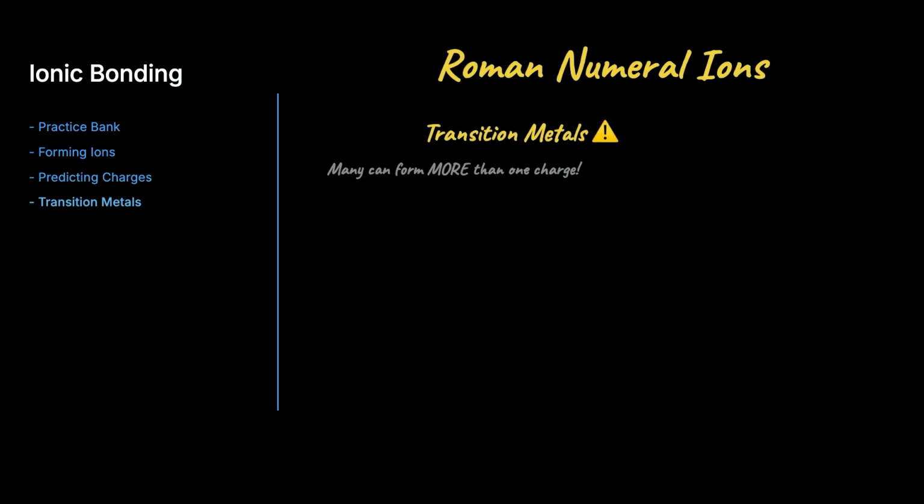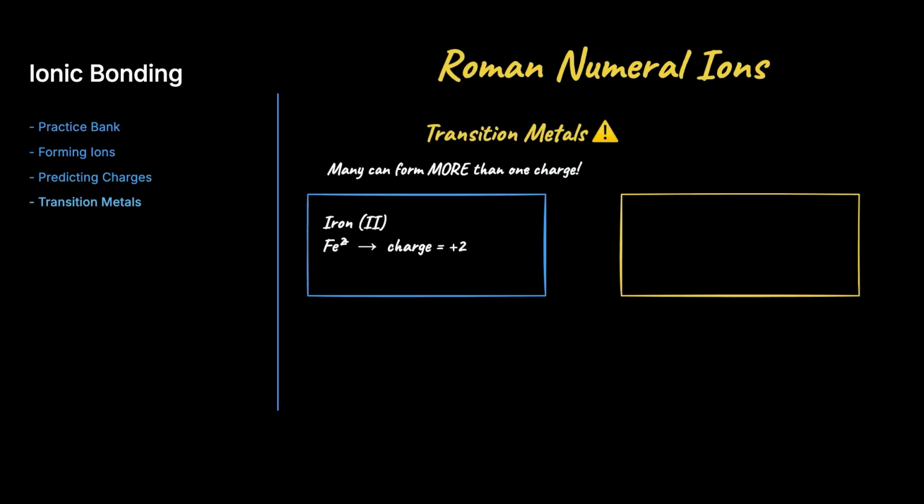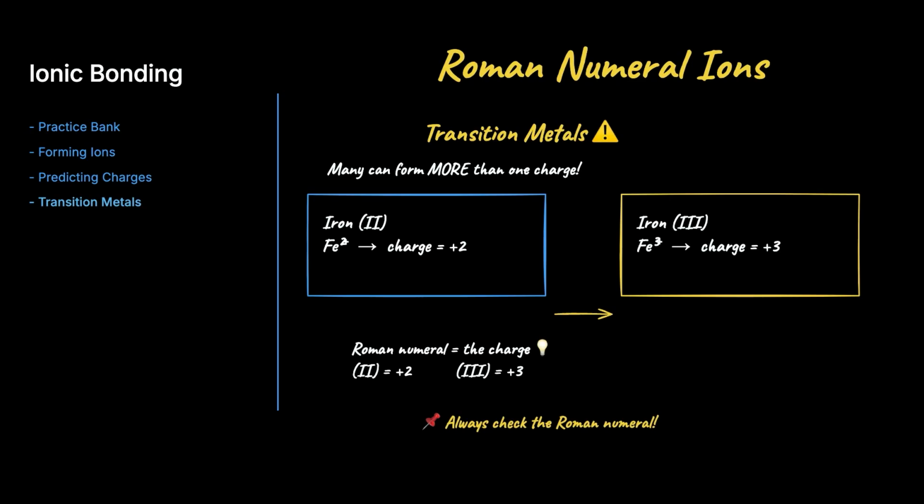Transition metals are a little trickier because many can form more than one charge. Iron, for example, can be iron 2 or iron 3. To show which one we mean, we write a Roman numeral right in the name. So iron 2 means the ion carrying a positive 2 charge, while iron 3 carries a positive 3.